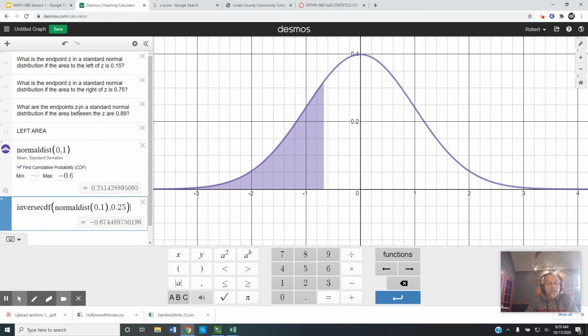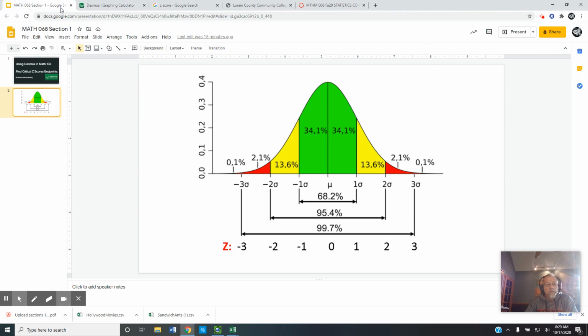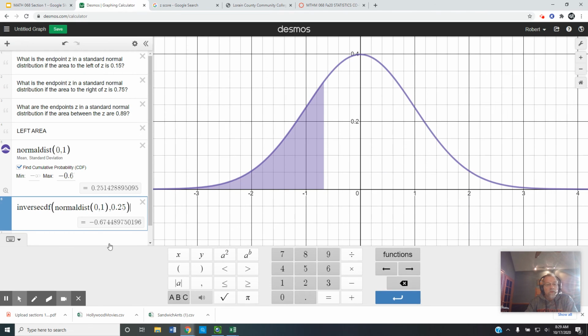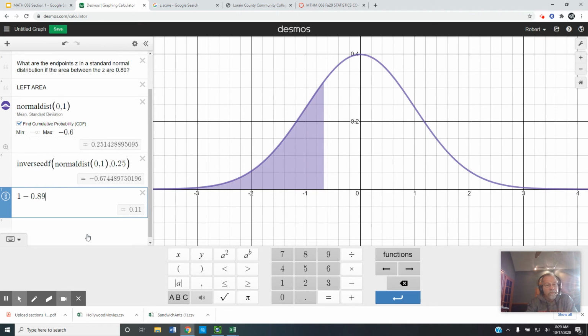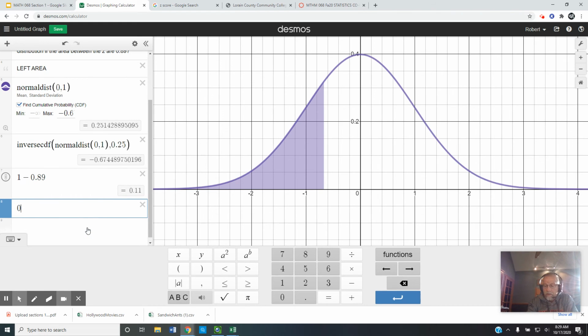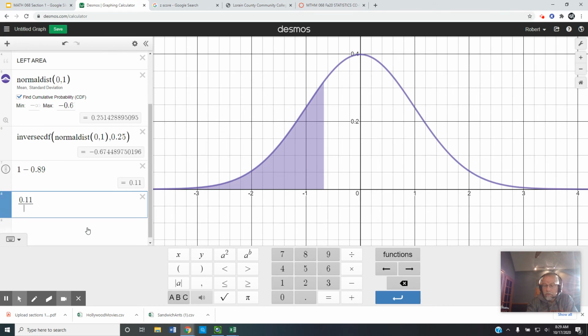What are the endpoints? So now there's two of them. Z's in a standard normal distribution if the area between the z's is 0.89. Okay, so again, go back to my picture. If the area between something is 0.89, then the tails are 100% take away the area in the middle. So I'm going to go to my calculation. 1 minus 0.89. That means there is 11% sitting on the two tails. Well, 11% divided by 2 means that approximately I want area on each side of 0.055.